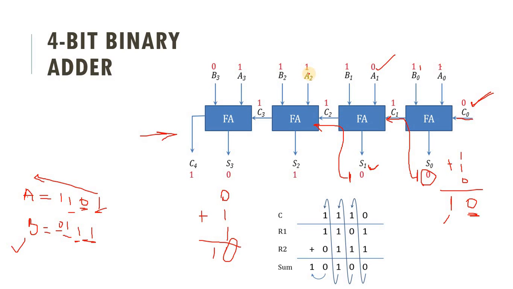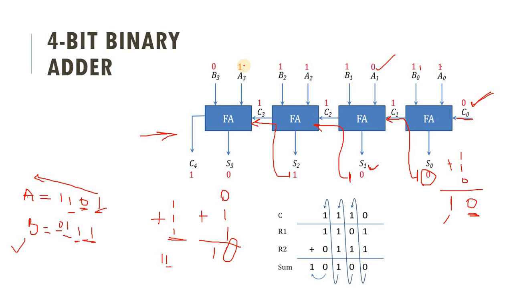Now the next full adder has the values 1, 1 and 1. The value of A is 1, the value of B is 1, and the value of carry is 1. The full adder adds these numbers and generates the output. Now 1 plus 1 plus 1 is equal to 11. So it stores 1 as output. Output variable S2 stores 1, and the remaining 1 is a carry number. This carry number is forwarded to the next full adder.